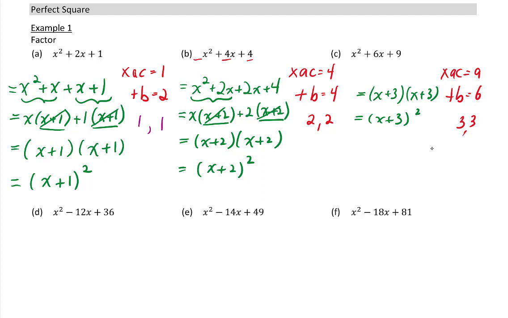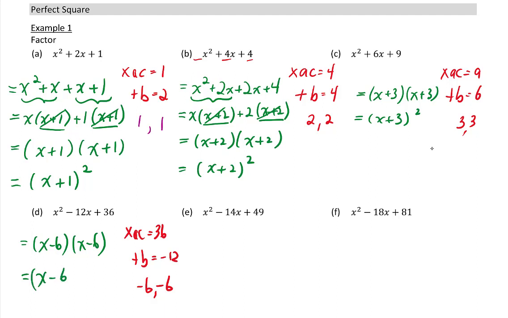So the next one, two numbers that multiply to 36 and add up to negative 12. So if you start seeing the pattern, we see this time our magic numbers are negative 6 and negative 6. So we end up this time with x minus 6, which gives us x minus 6 squared. If you go through the rest, you'll get x minus 7 squared, and the last one will get x minus 9 squared. So these are examples of perfect squares.